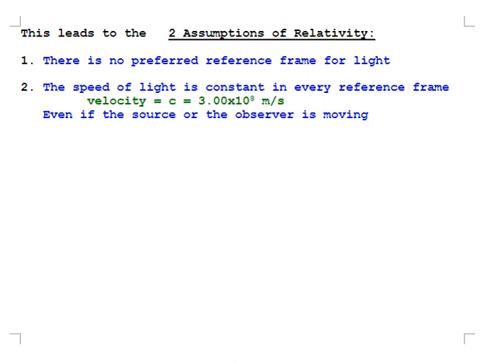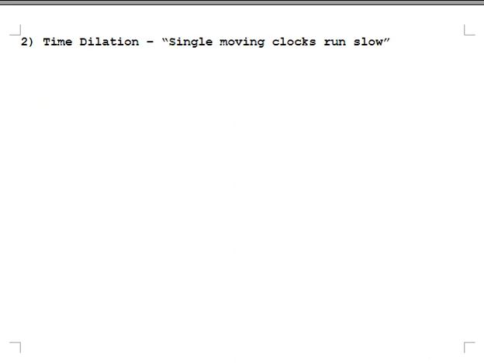It's always the lowercase value c, which is 3 times 10 to the 8 meters per second, even if the source or the observer is moving. And that's something that we're going to have to keep in mind for this video, because it is sort of the thing that leads to time dilation. So time dilation is going to be about sort of clocks not really keeping time the same way.